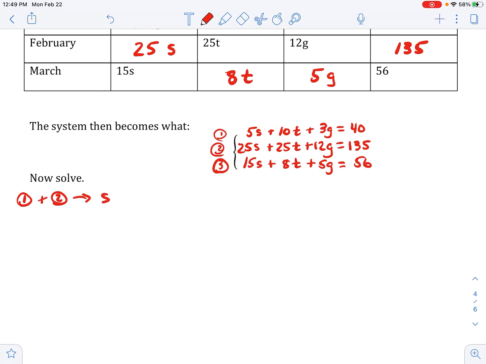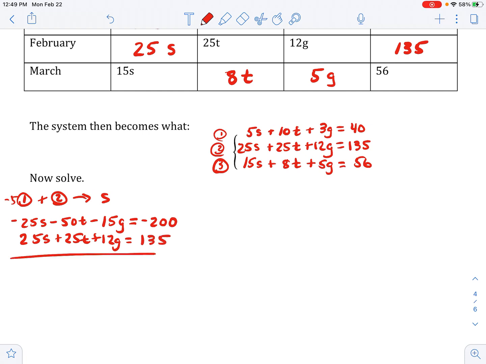So I got negative 25S, minus, right, because we're multiplying by negative 5, so minus 50T minus 15G equals negative 200. And then for equation 2, 25S plus 25T plus 12G equals 135. S's will eliminate, and we get negative 25T minus 3G equals negative 65, and that'll be equation number 4.